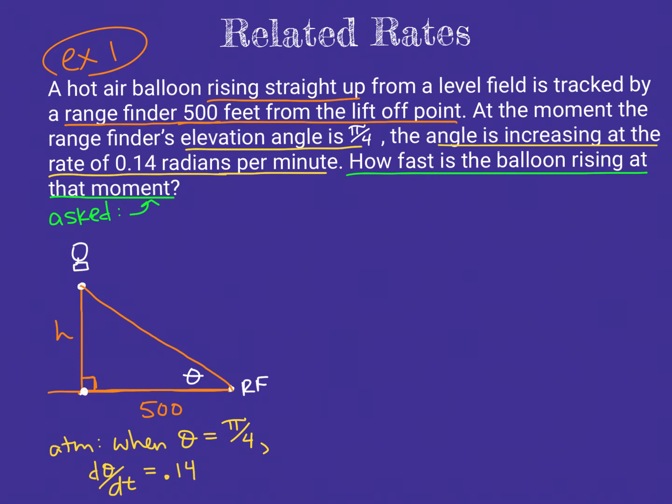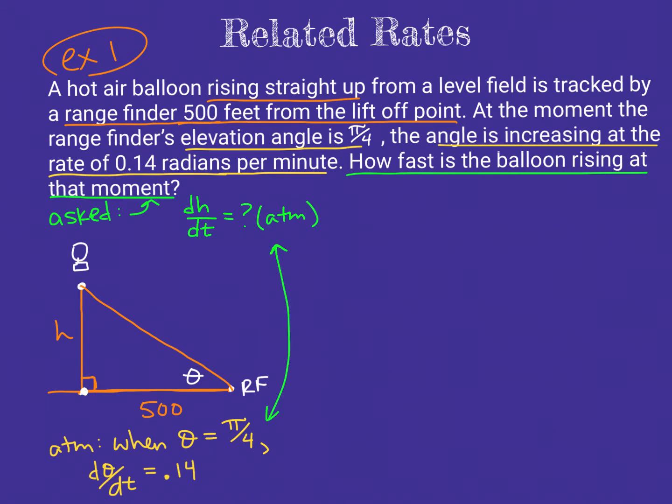Actually, the very last thing I do want to do is write what we're being asked out in mathematical language. How fast is the balloon rising at that moment? That's asking us, how is the height changing? So the height's change over time is written as dh dt. We want to know what that is at this moment here. That's essentially what we're looking for.